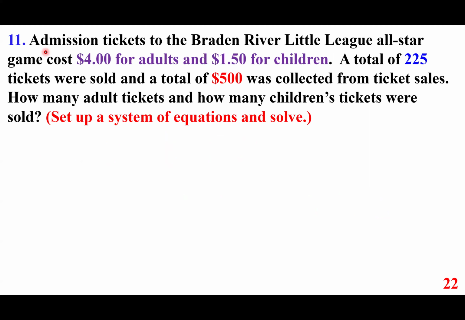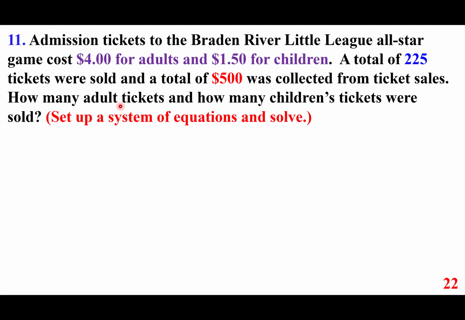Admission tickets to the Braden River Little League All-Star Game cost $4 for adults, $1.50 for children. A total of 225 tickets were sold, and a total of $500 was collected from ticket sales. How many adult tickets and how many children's tickets were sold? We want to set up a system. Believe it or not, this is also a mixture problem.